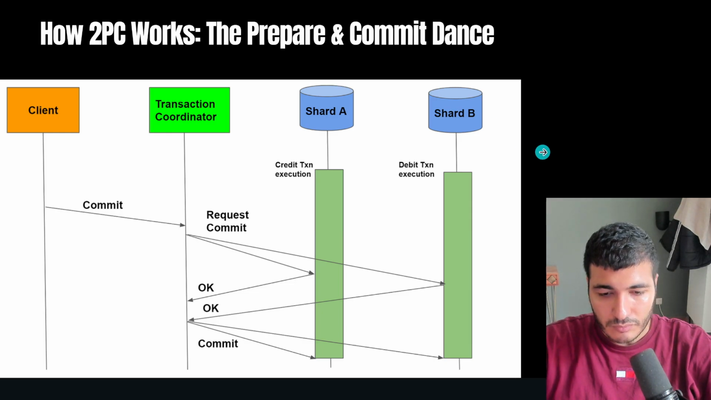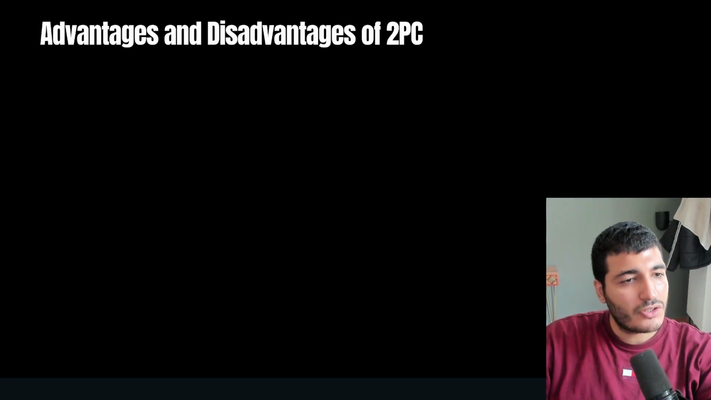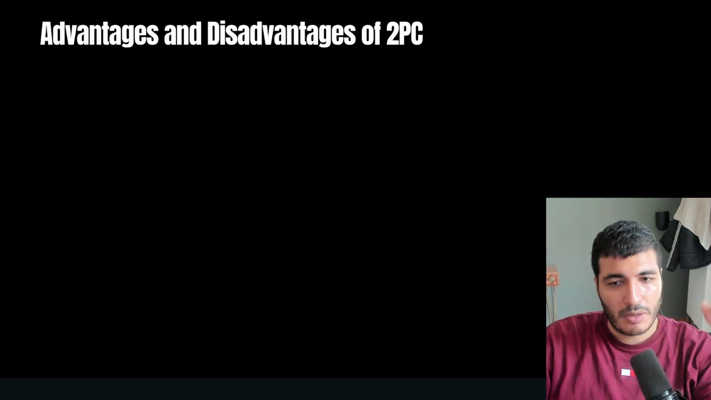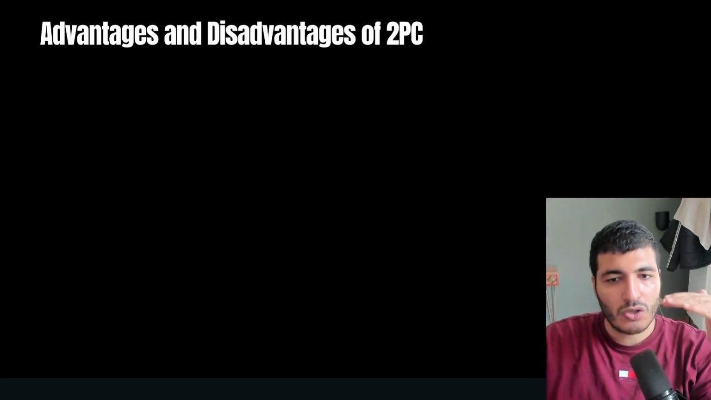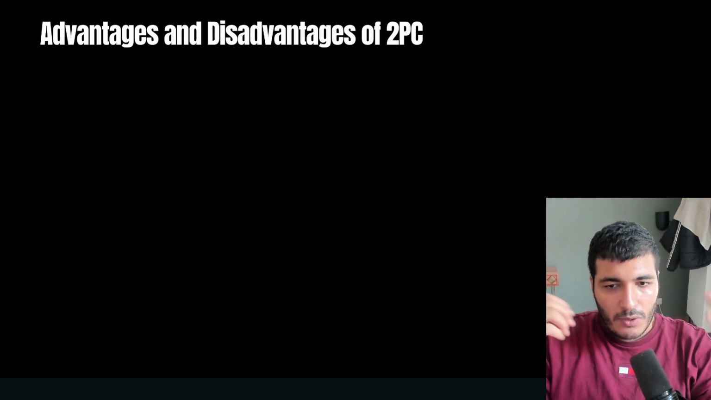Okay, so let's try to understand the advantages and disadvantages. The advantage, I guess, is quite clear. We have strong atomicity and strong consistency. Its primary advantage is ensuring strict all or nothing atomicity across multiple resources. Also, I would say it is quite simple, because the two-phase structure is relatively easy to understand.